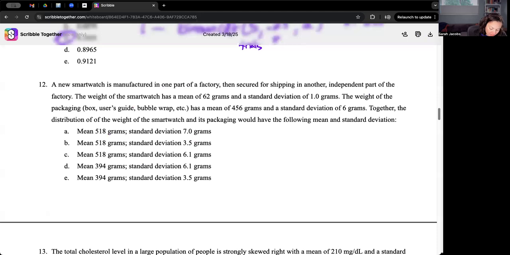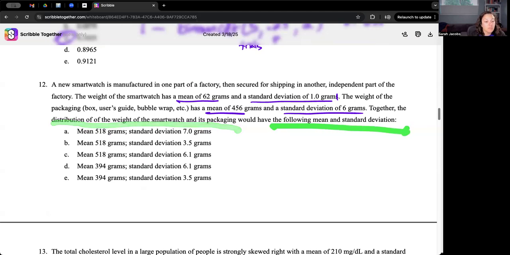Okay. 12. A new smartwatch is manufactured in one part of a factory, then secured for shipping in another independent part of the factory. The weight of the smartwatch has a mean of 62 grams and a standard deviation of 1 gram. The weight of the packaging, box, user's guide, bubble wrap, etc., has a mean of 456 grams and a standard deviation of 6 grams. Together, the distribution of the weight of the smartwatch and its packaging would have the following mean and standard deviation.